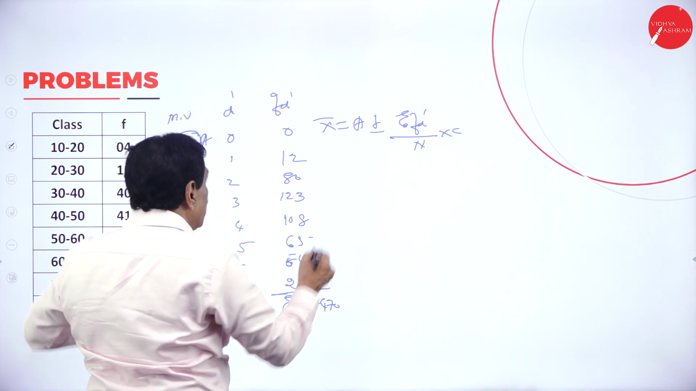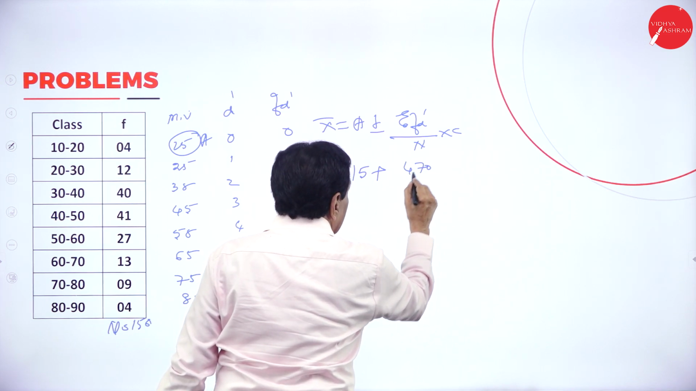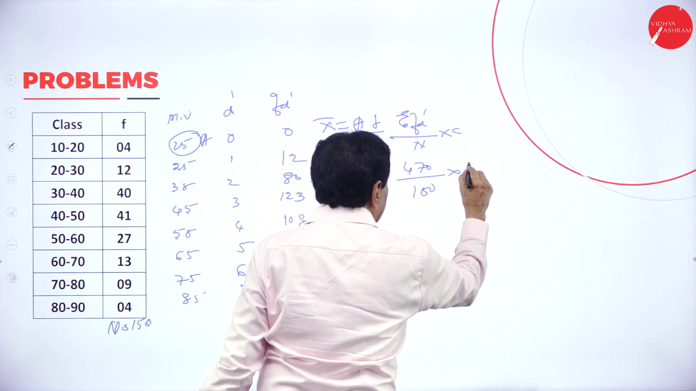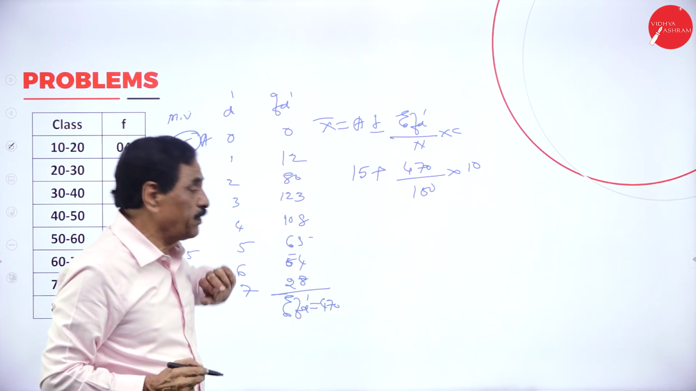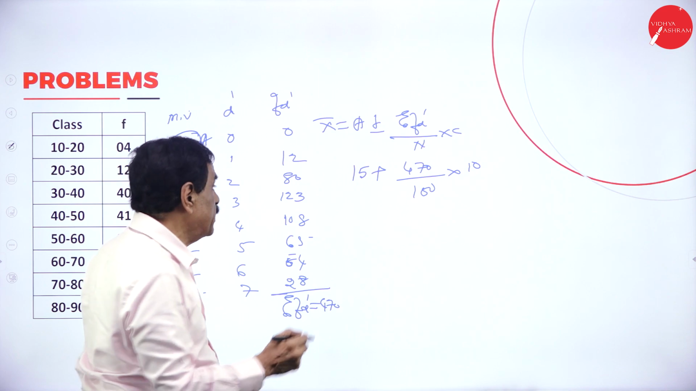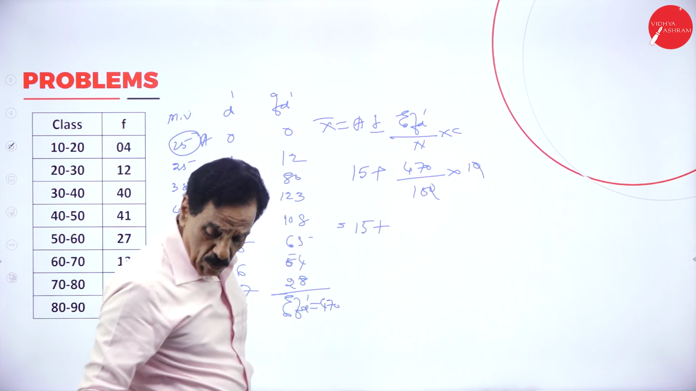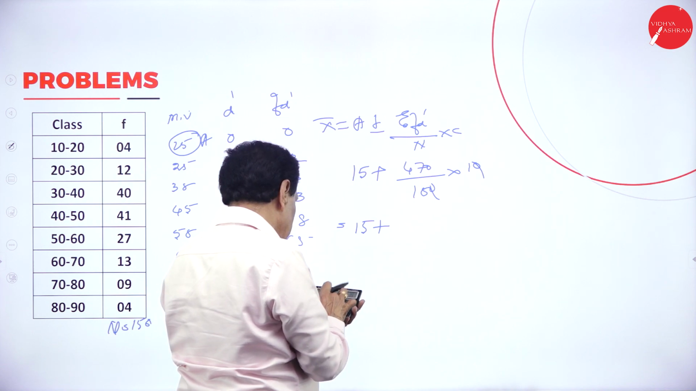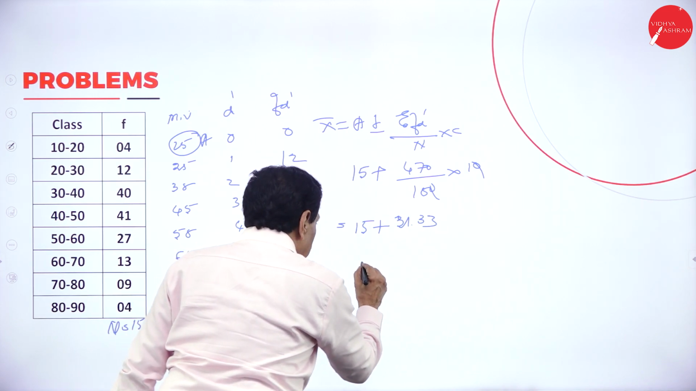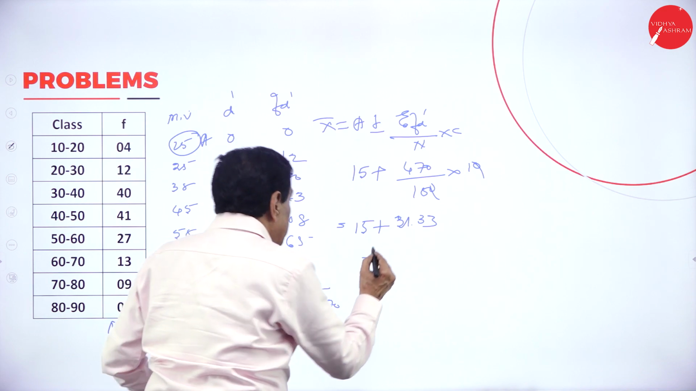Now apply: A assumed here is 15, plus sigma f t dash is 470, number of frequencies is 150, and your class interval is 10. I'll repeat. A is assumed 15, sigma f t dash is 470, N is 150, class interval is 10. Cancel the 0s: 470 divided by 15 is equal to 31.33. Adding 31.33 plus 15 is equal to 46.33.